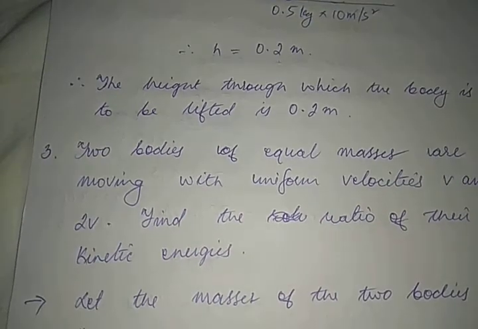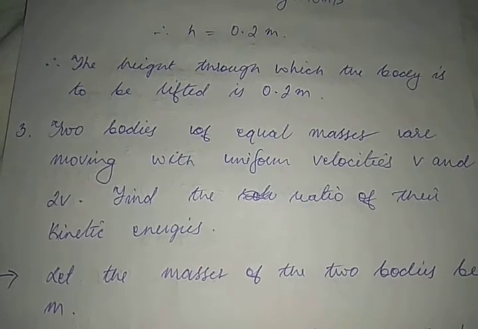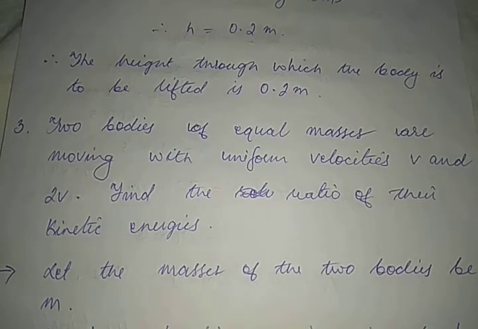Now question number 3. Two bodies of equal masses are moving with uniform velocities v and 2v. Find the ratio of their kinetic energies.